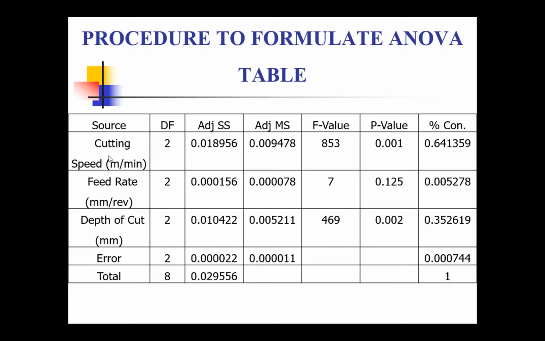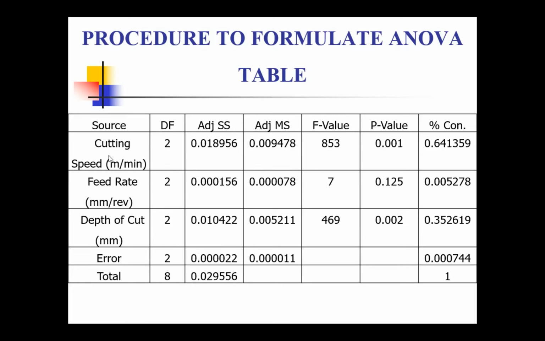So how do we calculate the percentage contribution in the last column? The percentage contribution is the sum of squares of the individual divided by the total sum of squares. For cutting speed, the sum of squares is 0.018956 and the total is 0.029556. So the percentage contribution for cutting speed is 0.018956 divided by 0.029556. Similarly for feed rate, individual SS 0.000156 divided by total SS 0.029556.